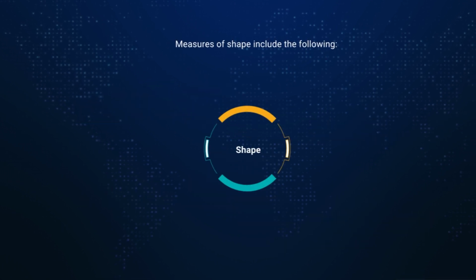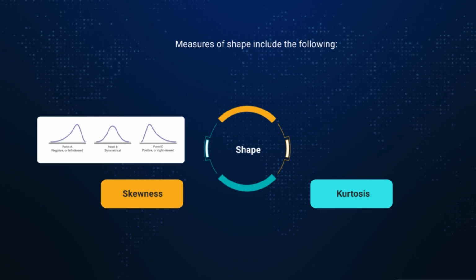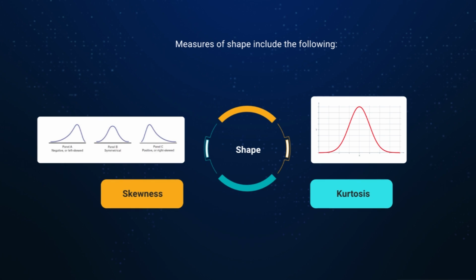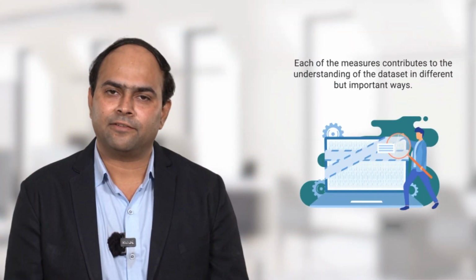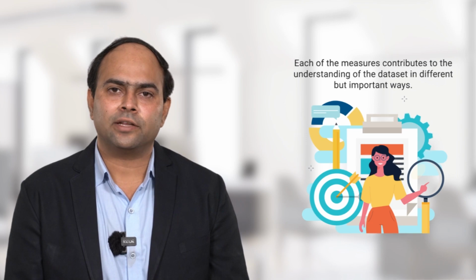Measures of shape included skewness and kurtosis. Skewness indicates the degree of symmetry of the data around its center point. Kurtosis represents the peak and tail behavior of the data. Each of these measures contributes to understanding of the dataset in different yet important ways. Before beginning with any kind of advanced data analysis, one should carefully examine the data through descriptive measures.